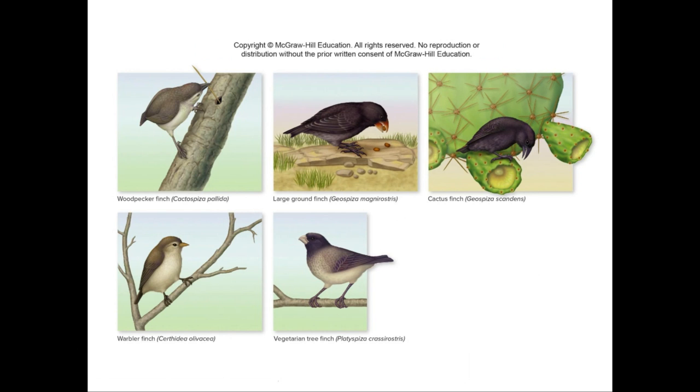and how their beaks are really tuned for what they're trying to do, the environment that they're trying to live in. The woodpecker finch has a very narrow beak, but it's using this little device to fish insects out of a tree. The large ground finch is a bit bulkier, but it has a larger beak for cracking large nuts. And the cactus finch has this hooked beak for digging seeds out of cacti, and so on and so forth.